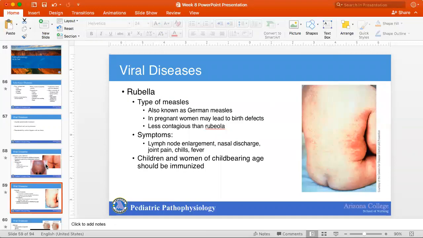Rubella, it's a type of measles, also known as German measles, in pregnant women may lead to birth defects, less contagious than measles. Symptoms will be lymph node enlargement, nasal discharge, joint pain, chills, and fever. And children and women of childbearing age should be immunized.